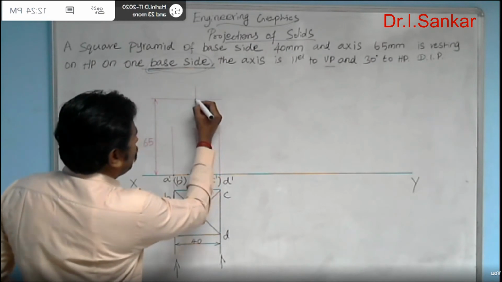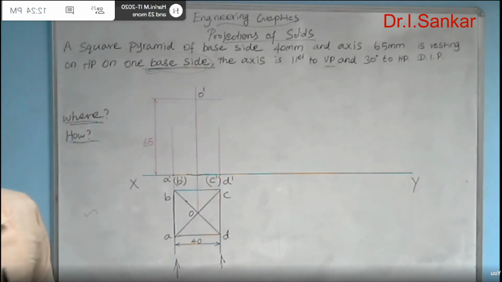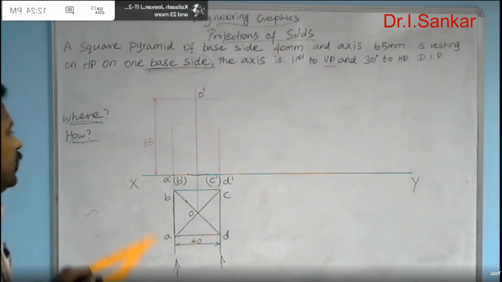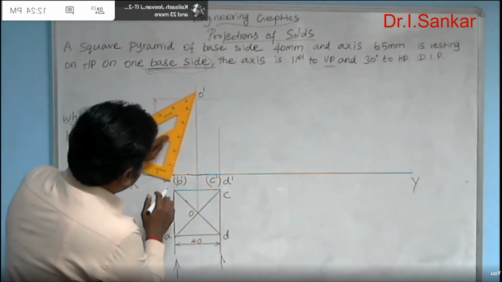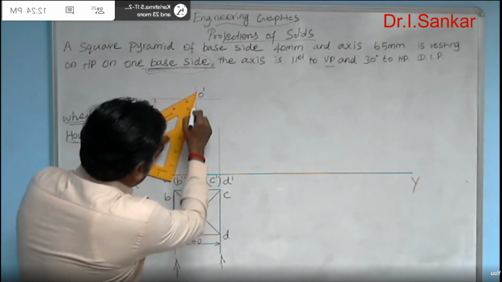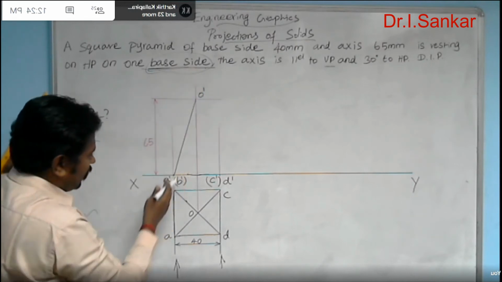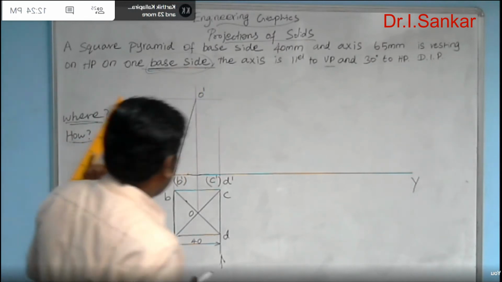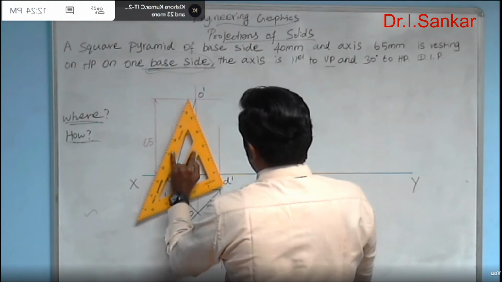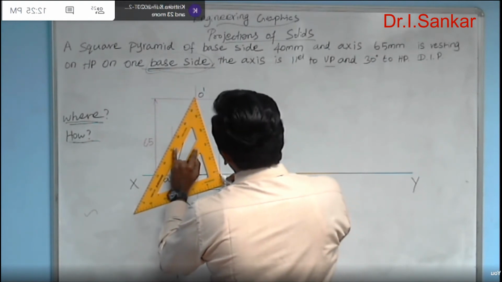Here I can mark O dash. Now connect OA, OB, OC, OD. So I am connecting OA. OB is just in line with the OA itself, so you need not draw it once again. Similarly, OD and OC are concentric.